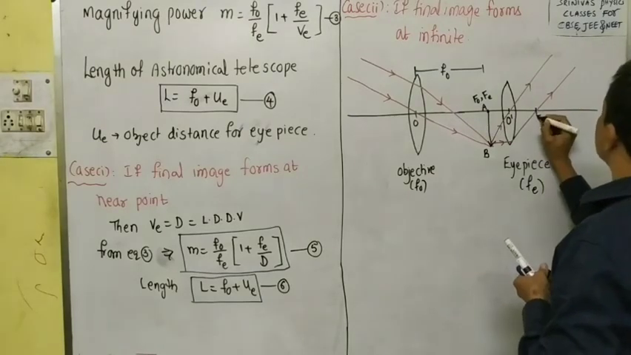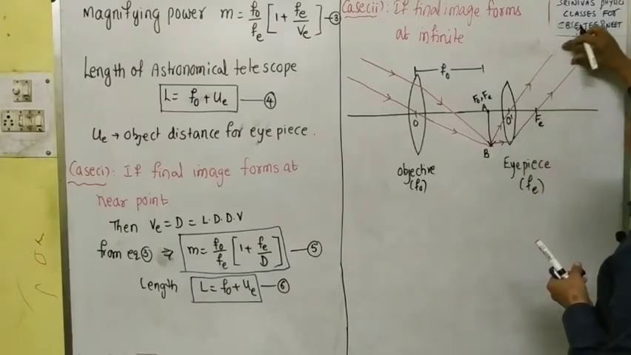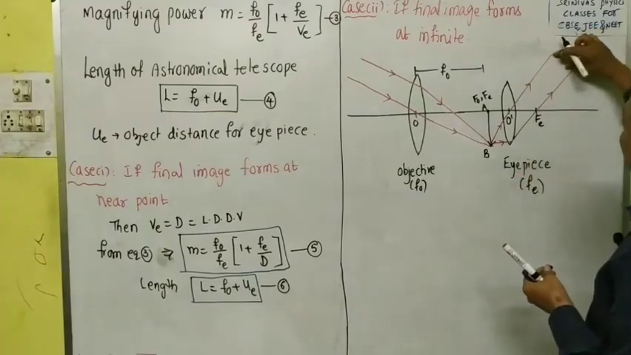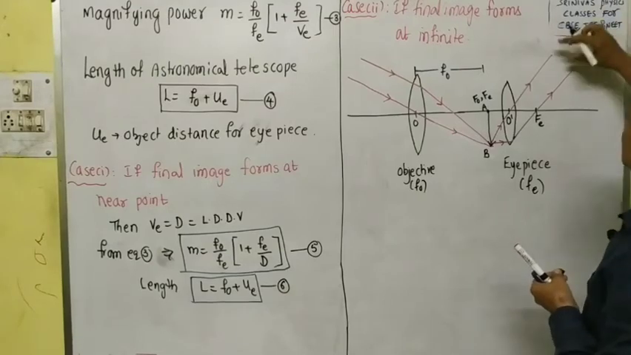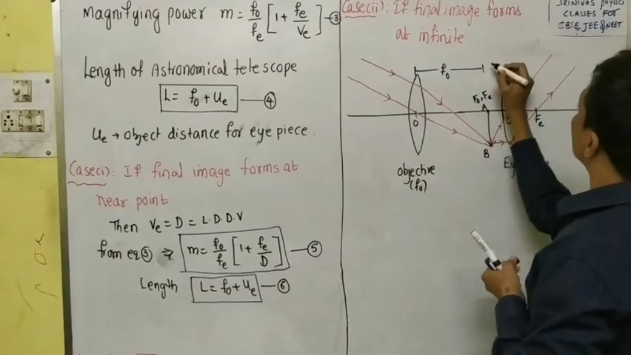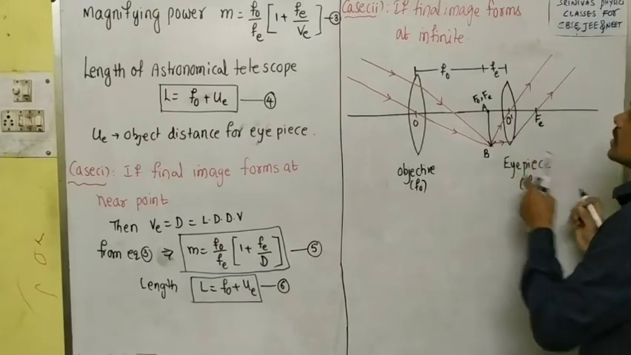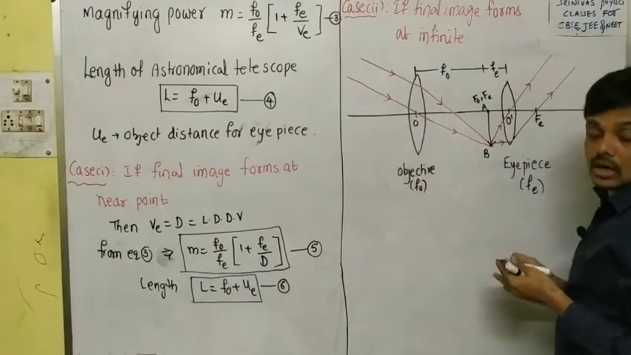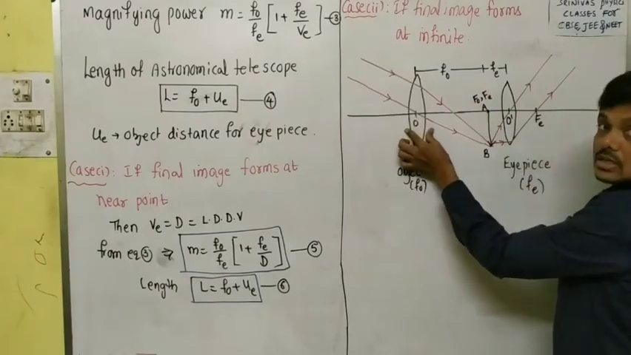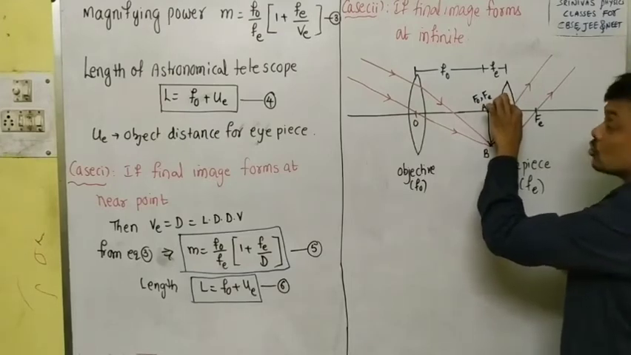When you see the right side, they are going parallel to each other. The distance between them is constant. Then on the right side they will go up to infinite distance, so the image will be formed at infinity. What is the object distance here? Fe. Why is it Fe? Because the original object is at infinite distance, the image is at the focus of the objective lens, and if this image acts as object for the eyepiece, the final image should be formed at infinity.